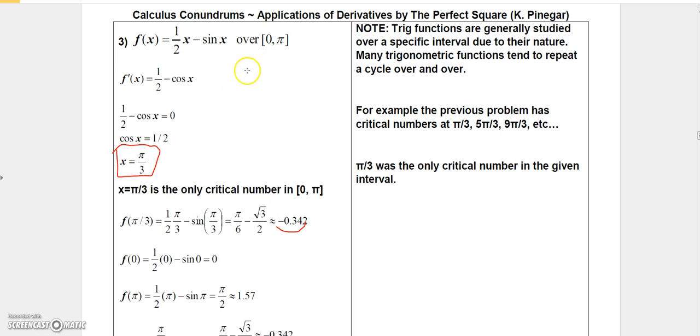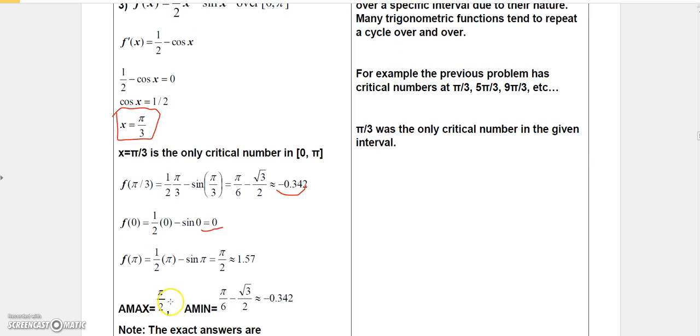I also want to evaluate this at the endpoints, 0 and pi. So let's evaluate at 0. If I plug 0 in, I get 1/2 times 0 minus sine of 0, and that's just going to be 0. And then if I evaluate it at pi, I'll get pi over 2 minus sine of pi, and since sine of pi is 0, I'm just going to get pi over 2, which is about 1.7.